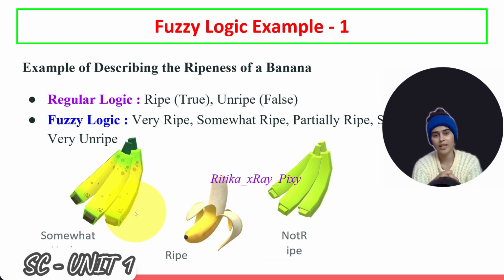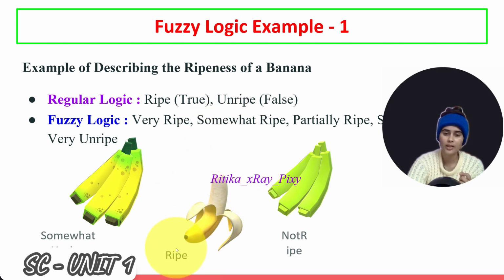Now we will try to understand fuzzy logic using example. For example, we have to describe the ripeness of bananas. In traditional logic, you might say if banana is completely yellow, it is ripe, that is true. And if banana has somewhat green, then it is unripe, that is false. But in case of fuzzy logic, we can say it in different ways. Now, in fuzzy logic, if banana is completely yellow, it is very ripe.